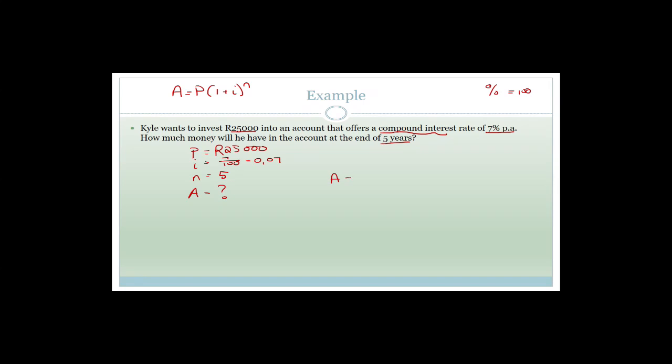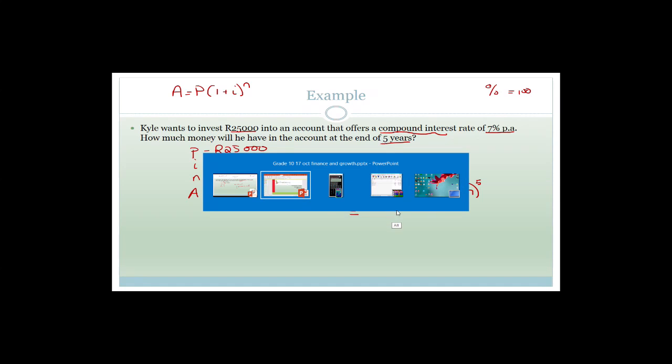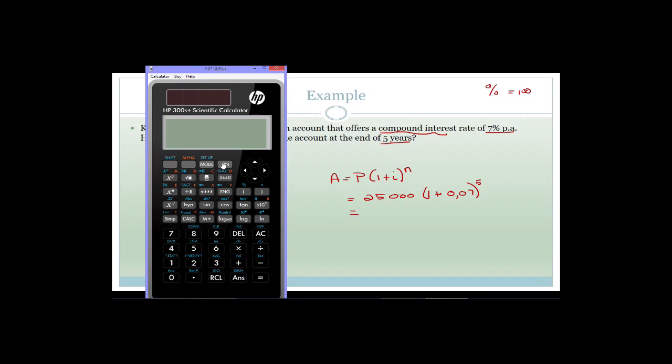So we've got A is equal to P(1 + i) to the power of n. So the principal is 25,000, times one plus 0,07, all to the power of 5. There we go. So now we can put that in our calculator. So we're going to get out the calculator and we're going to switch it on. And we're going to go 25,000, multiplied by 1 plus 0,07 all to the power of 5.